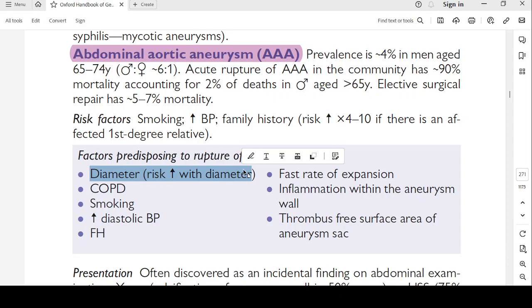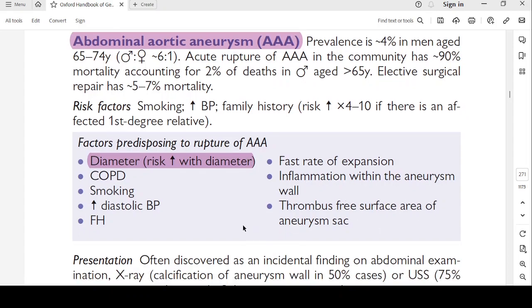Factors predisposing to rupture of aortic aneurysm: the diameter is the highest risk factor. Risk increases with increased diameter, fast rate of expansion, COPD, smoking, increased diastolic BP, family history, inflammation within the aneurysm wall, and thrombus-free surface area of the aneurysm sac.